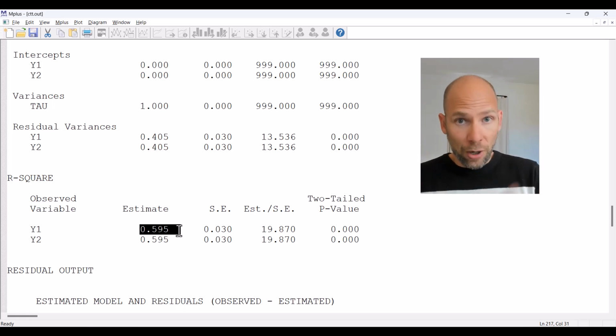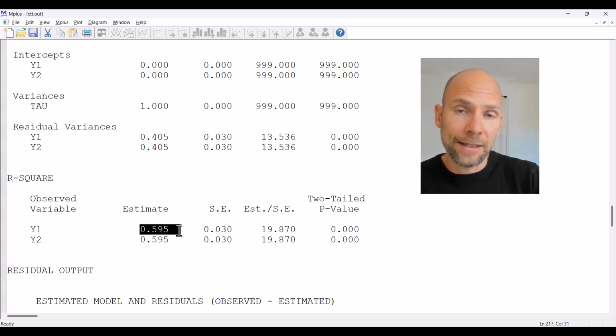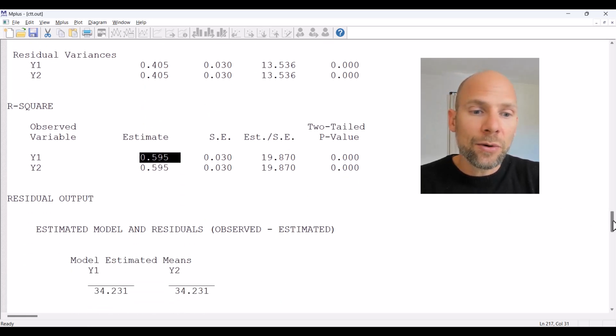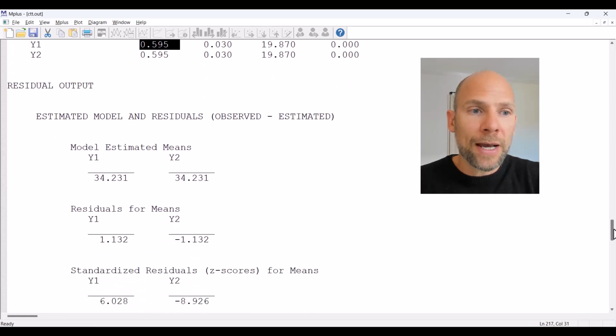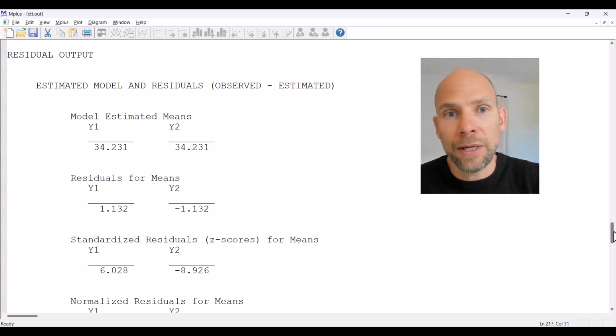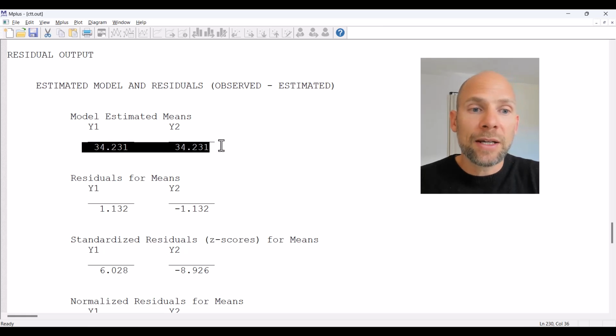Now, the problem is that this model didn't fit. So we can't really trust these parameter estimates or any of the estimates under this model. And so we need to figure out what's going on here. One thing that can help us is to look at model residuals, where we can see any discrepancies between the observed means and the model implied means, as well as between the observed covariance matrix and the model implied covariance matrix. And so you can see that as expected, the model estimated means are equal.